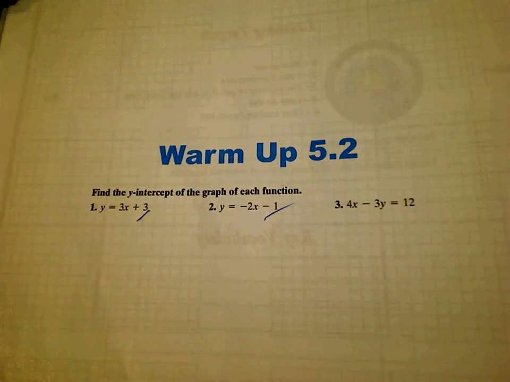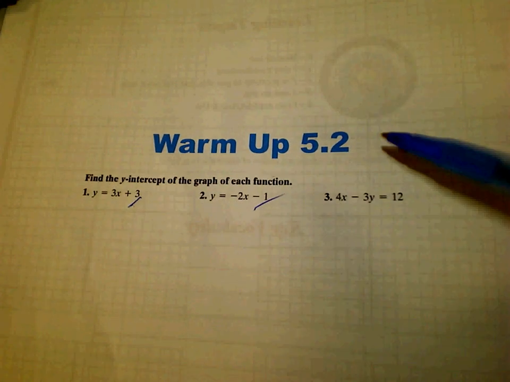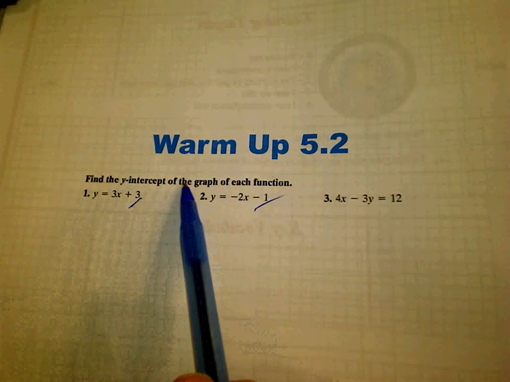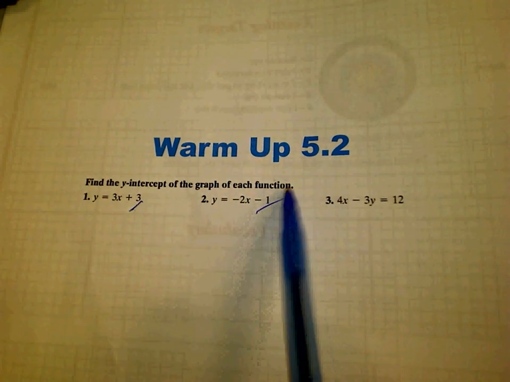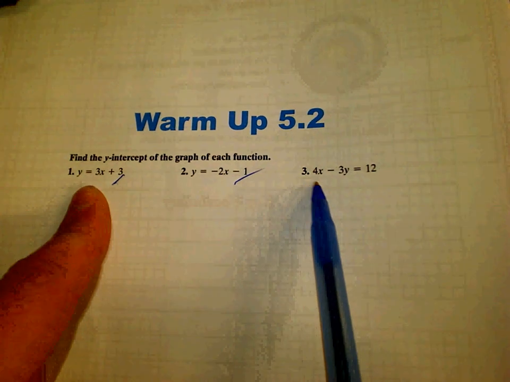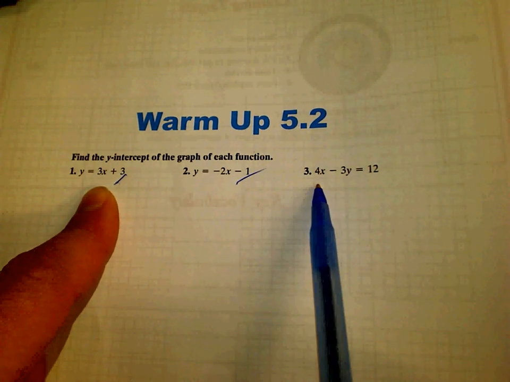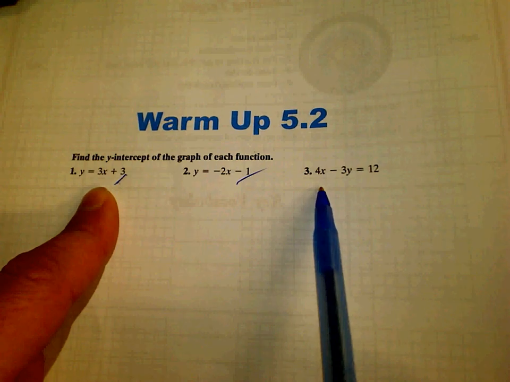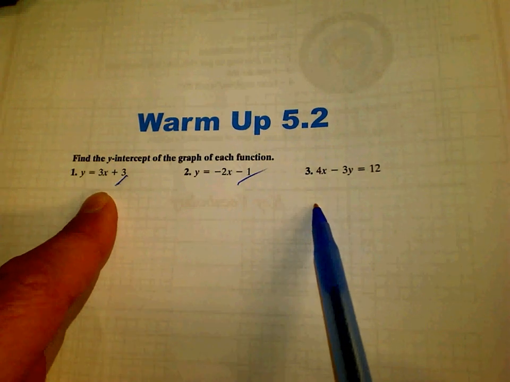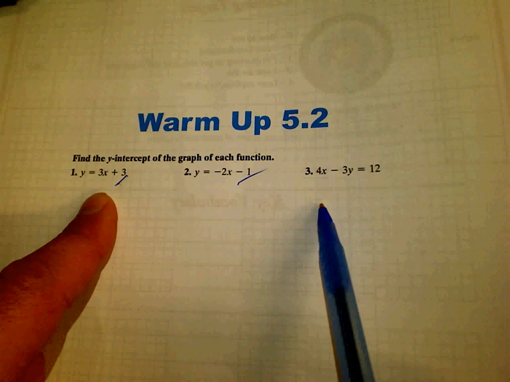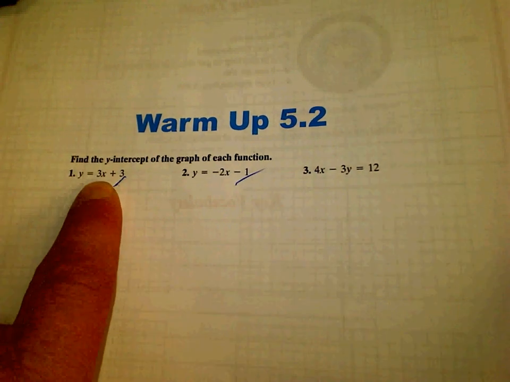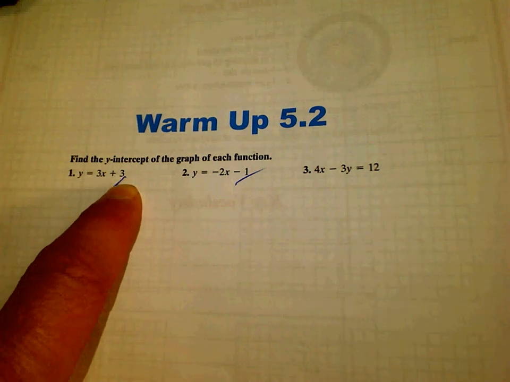Looking at the first part of 5.2, it says, find the y-intercept of the graph of each function. These are not quadratics. These are linears. You've learned thus far how to find y-intercepts of linears. How do you know what that is? Because do you recognize its form? What form is it? Slope-intercept, y equals mx plus b. So the 3 is the y-intercept, right?